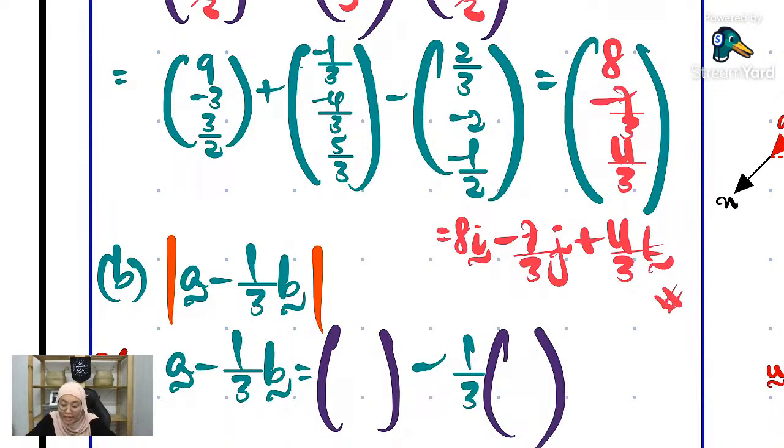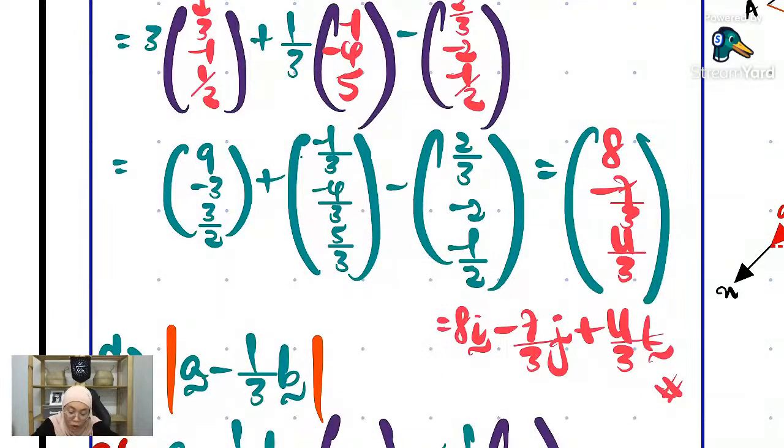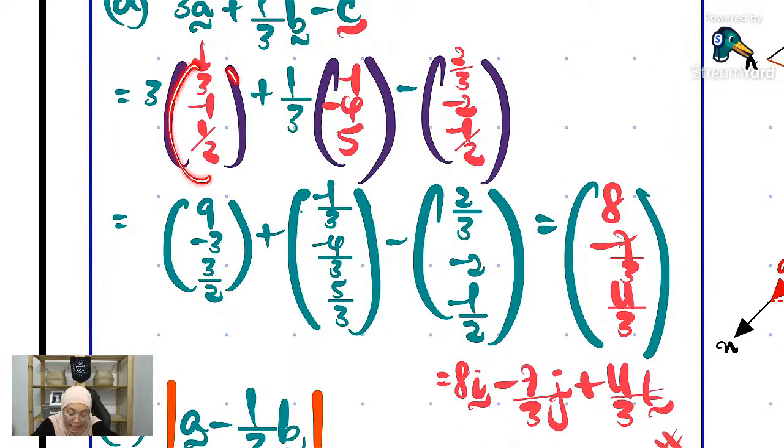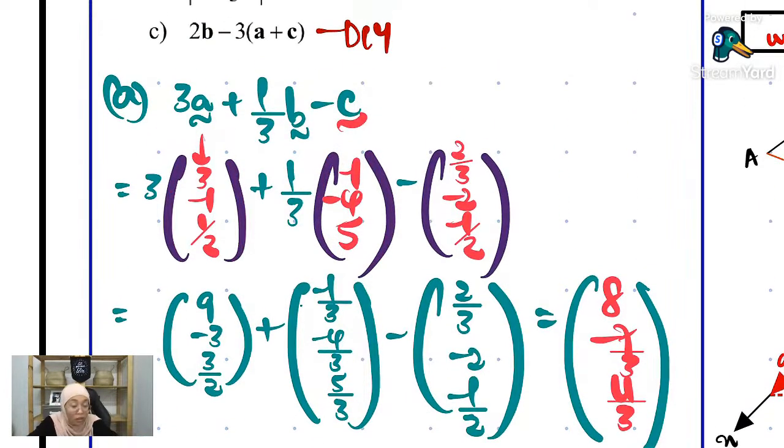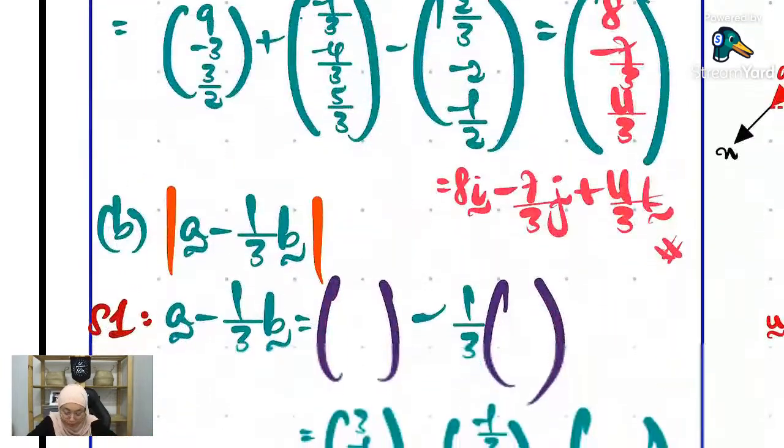Okay, we must write it down back in IJK vectors because that is the most appropriate way of writing vectors. Okay. Kenapa saya buat dalam bentuk bracket? It is just to make it easier to calculate without writing down the IJK all the time. That's the only reason, okay?